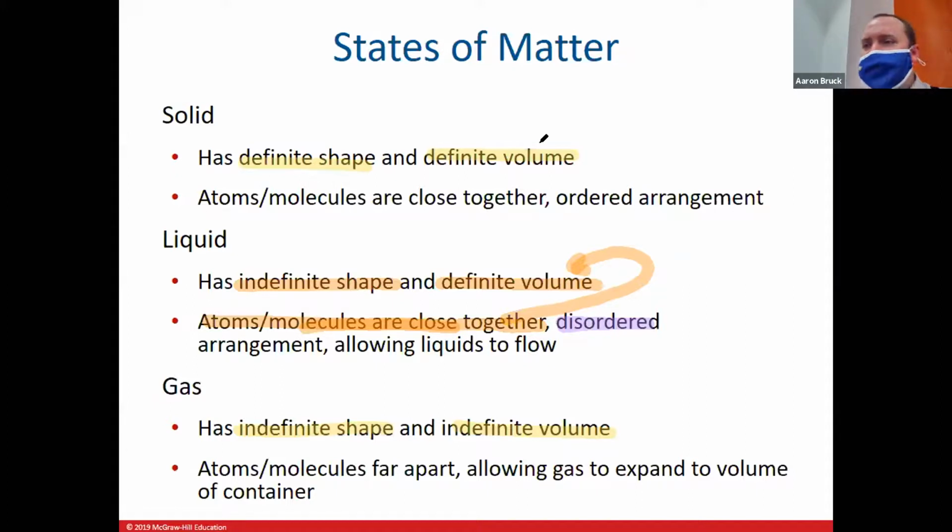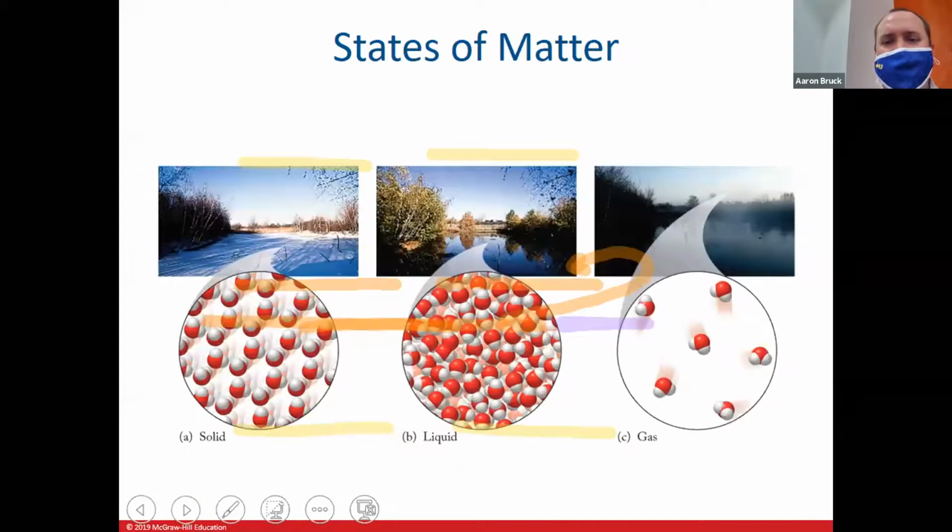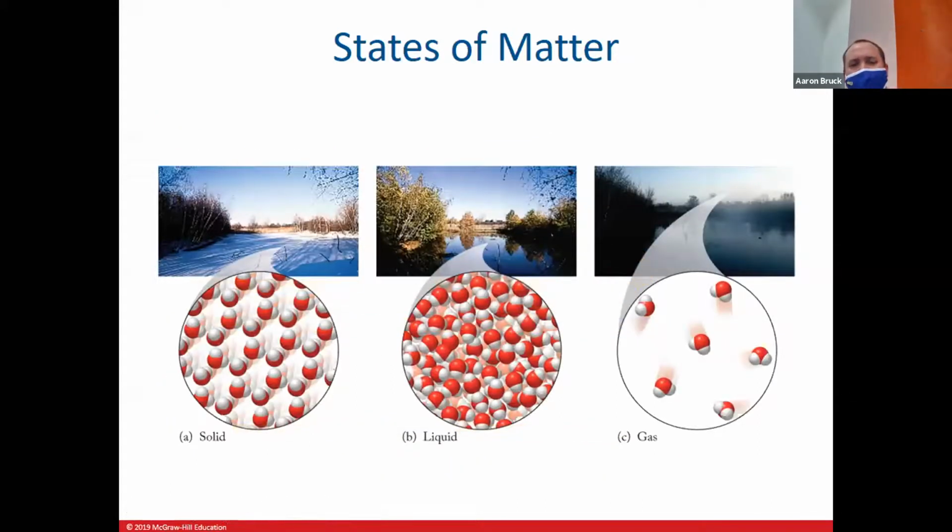And so that's on the atomic level how we can tie the ideas together. Shape is defined by arrangement, how close those molecules are to each other, how ordered their arrangement is. Volume is defined by packing. The closer those molecules are to each other, the more defined their volume is. And so we can see that in the way that we depict the different states of matter.